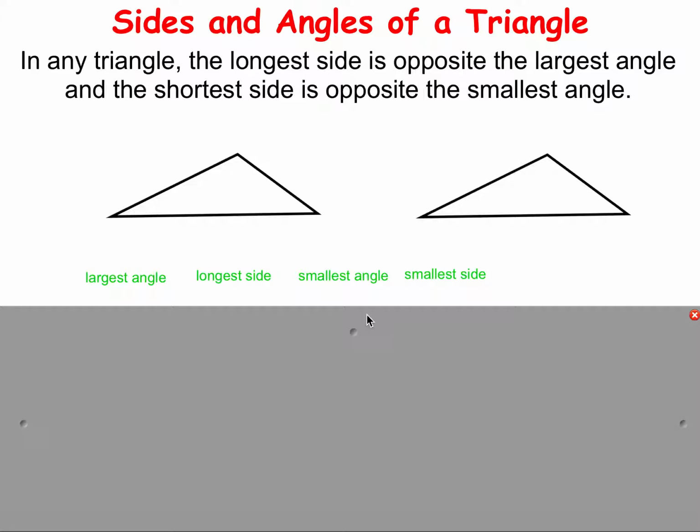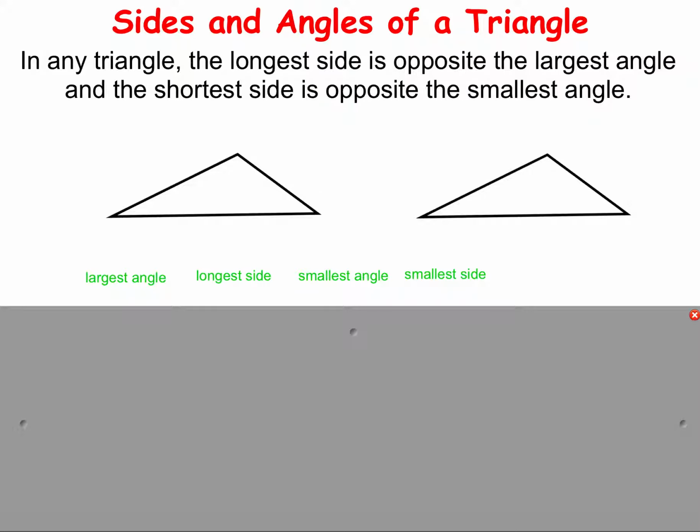Okay. You probably have noticed before, but we're explicitly naming it a rule now. In any triangle, the longest side of that triangle is going to be opposite the largest angle, and the shortest side is opposite the smallest angle. So here's what I mean.